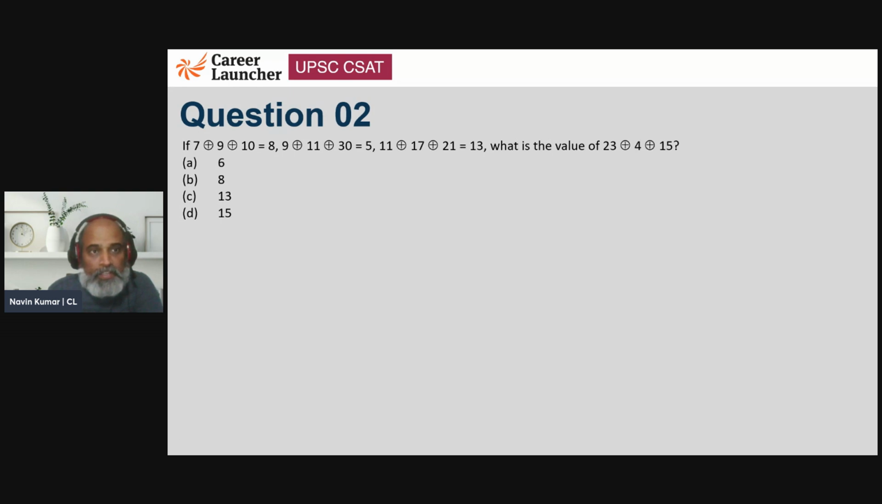So we are given plus within a circle operator, and it tells us that 7 sum operator 9 sum operator 10 results in 8. If we take 9, 11, and 30, it results in 11. And if we have 11, 17, and 21, it results in 30. So there is certain type of calculation that is being performed on the left-hand side that generates the right-hand side answer. Right. So what could that be? So how do we get a 10, 9, and 7 that should result in an 8?